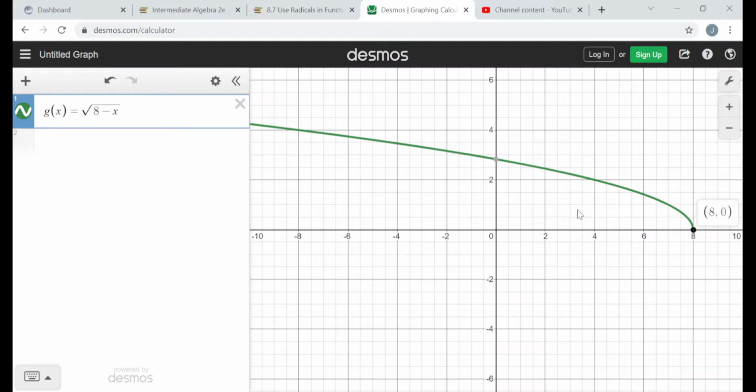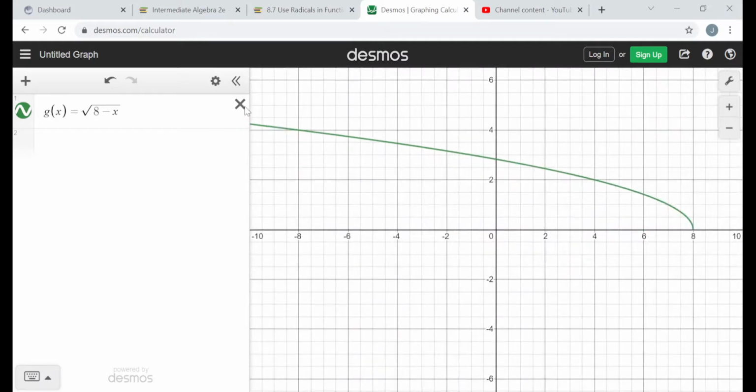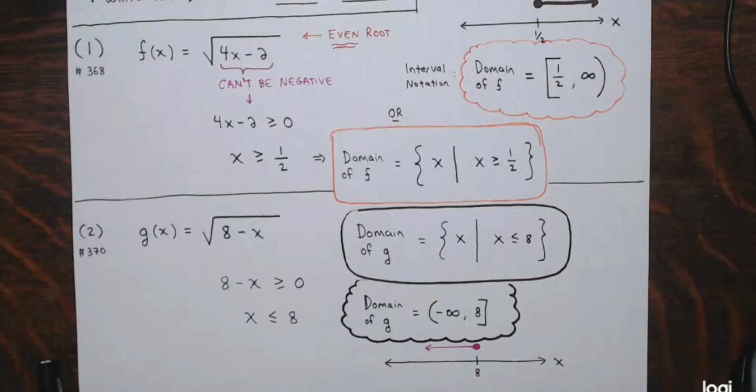And that's the domain, right? The domain is all the x values, all the inputs that are allowed. And notice if I move to the right here, there's no graph to the right of 8 on the x-axis. Right? Because if you plug in a value greater than 8, you'll be taking the even root of a negative number, and that's a non-real output, which won't show up on the graph on the xy plane. Okay? Wonderful. Hope that made sense. All right, next question.